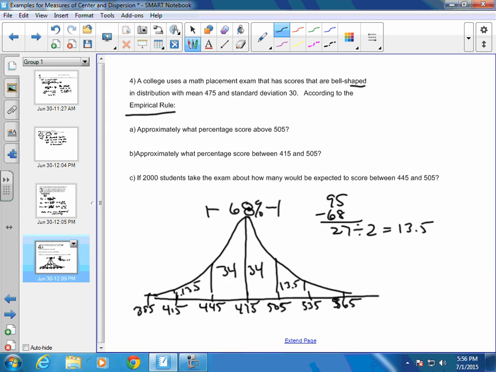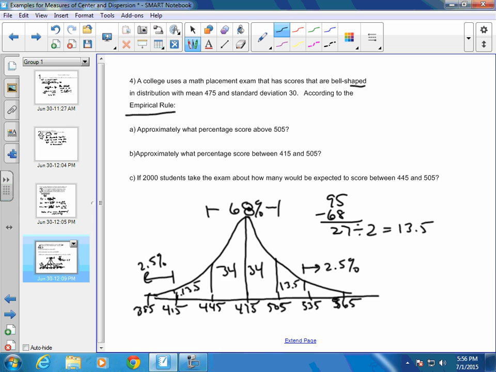Now we could keep going and do the same thing. For 3 standard deviations, the empirical rule says 99.7, so we could take the difference and divide it by 2. But notice all of the values needed to answer these 3 questions are written here. So I'm just going to make a note that over here we'd have 2.5%, and over here we'd have 2.5%. I know that because if 95% are covered from 415 up to 535, that only leaves 5% left over. Divide 5 by 2, that's 2.5 on each side.